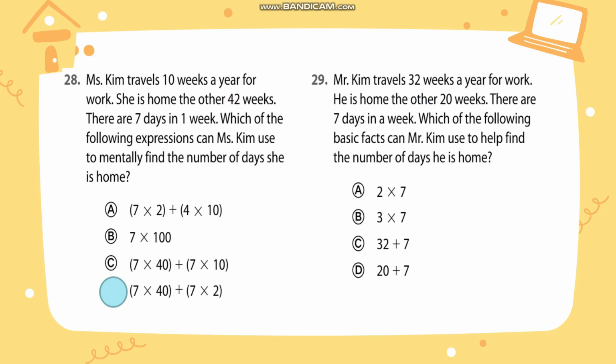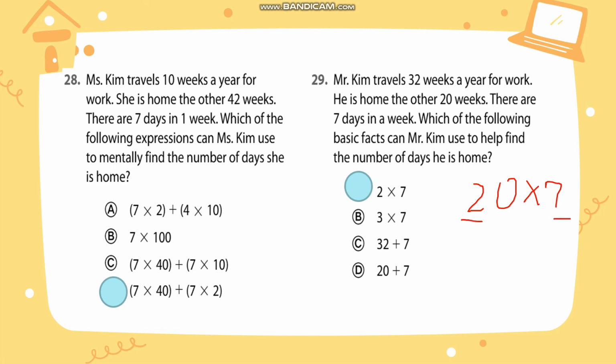Next, Mr. Kim travels 32 weeks a year for work. He is home the other 20 weeks. So there are 7 days in a week. Which of the following basic facts can Mr. Kim use to help find the number of days he is home? So the basic fact here is 2 multiplied by 7. So if we're going to multiply 20 by 7, these are the basic facts.